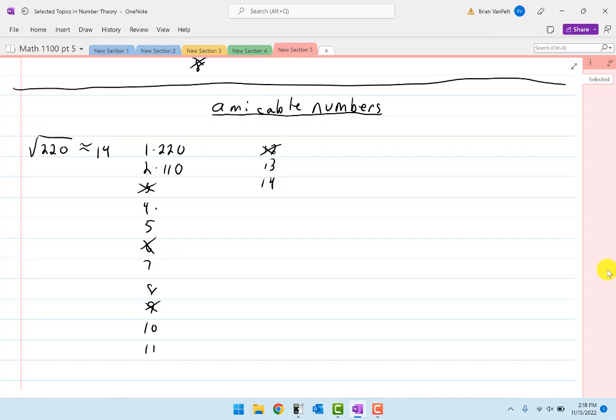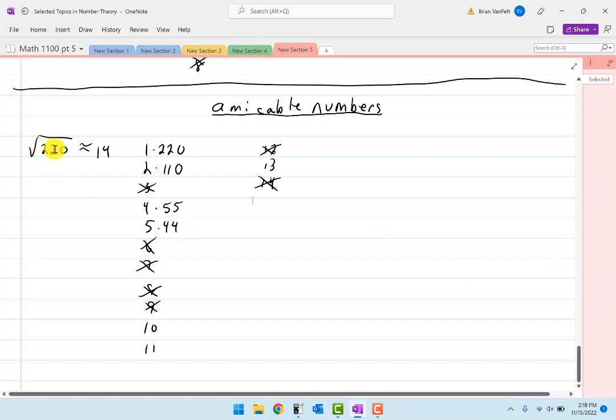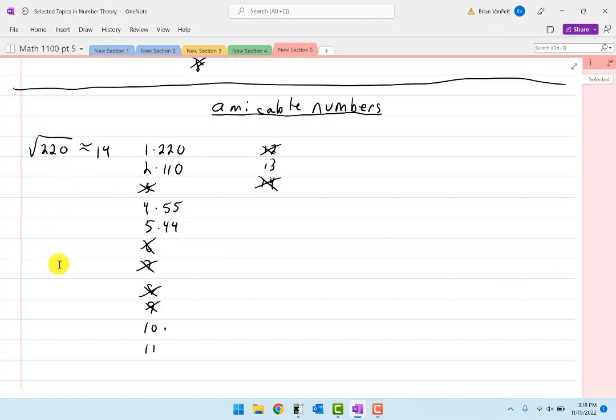4 goes into there, I believe, 55 times, and 5 goes into there 44 times. 7 will not work. Neither will 8. By the way, since 7 didn't work, I can take out 14. 8 will not work. You just divide it in, and you'll see it does not, but 10 does. 10 times 22, and then 11 times 20, and then 13 does not go into it. So these are all the factors for 220. Let me put that over here.